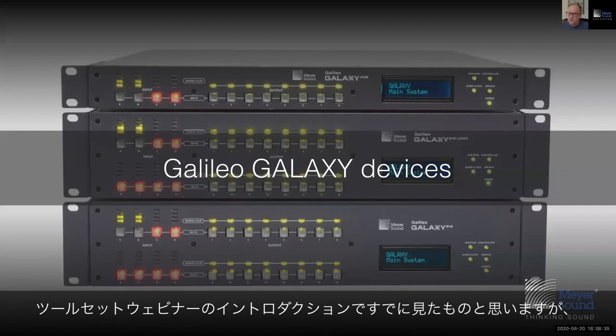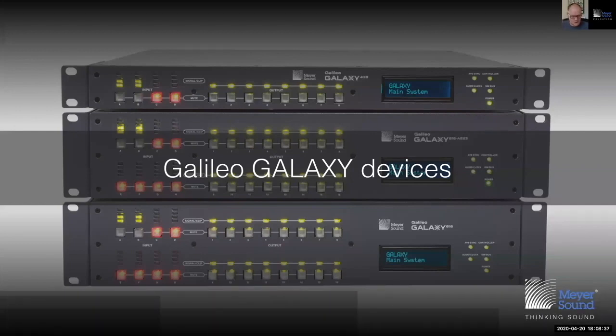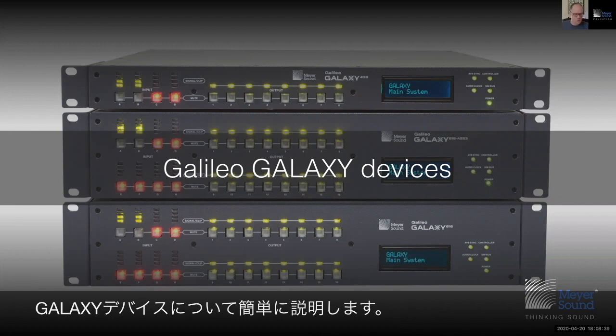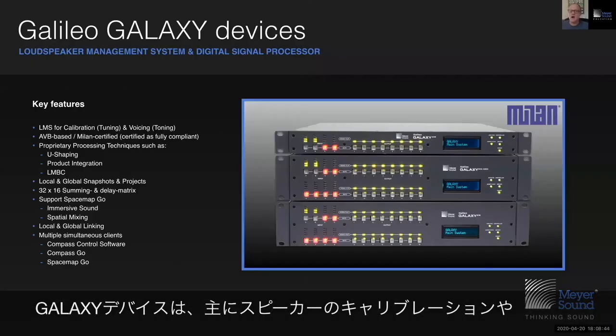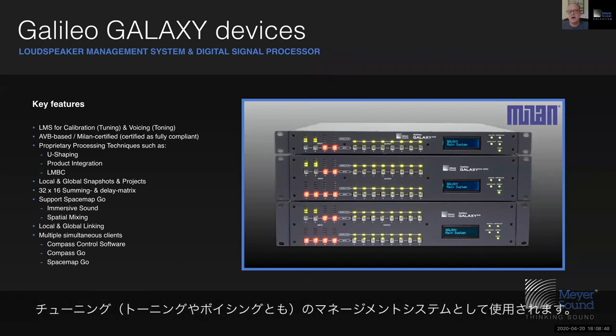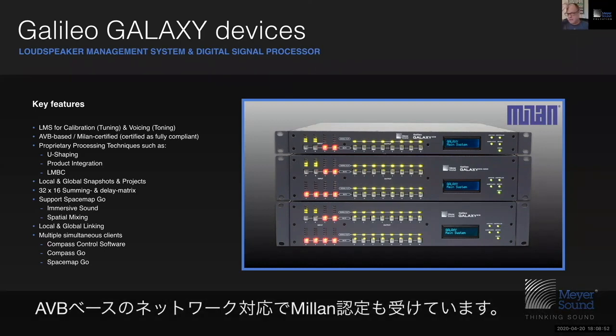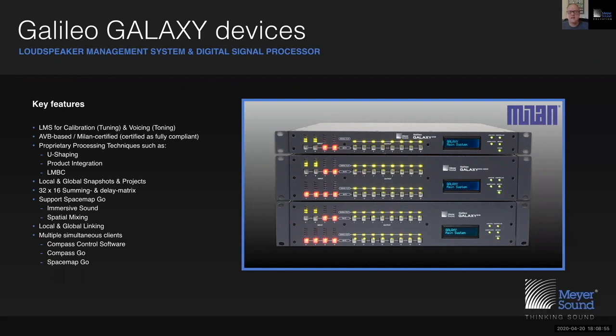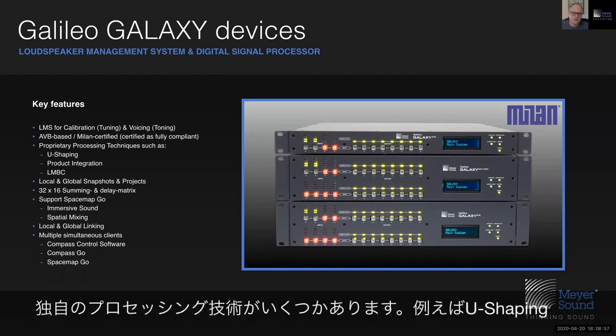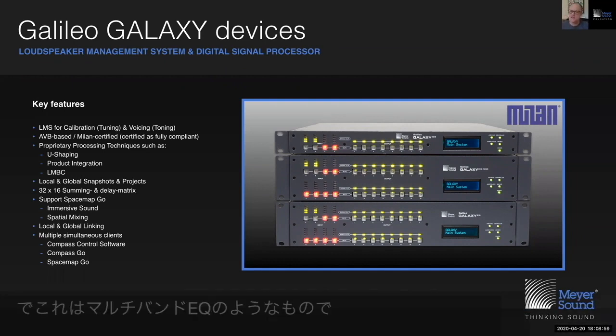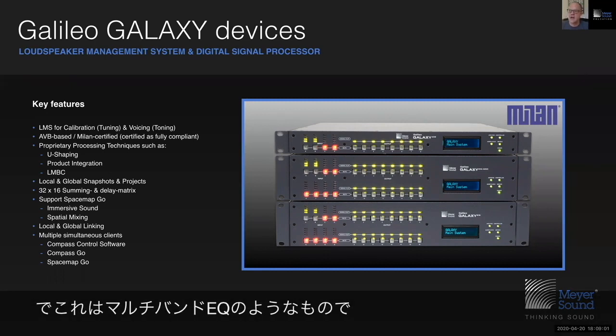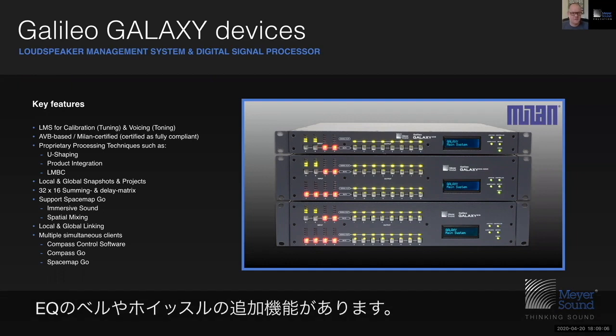So this is going to be a brief rehearsal of what we already saw during the introduction to the toolset webinar, because what are Galaxy devices? Well, Galaxy devices are primarily used as a loudspeaker management system for both calibration, also referred to as tuning, as well as voicing, also known as toning. It's AVB based and Milan certified, and it has several proprietary processing techniques such as U-shaping, which you can think of as multi-band EQ, as we're about to discover, but it has some extra bells and whistles.